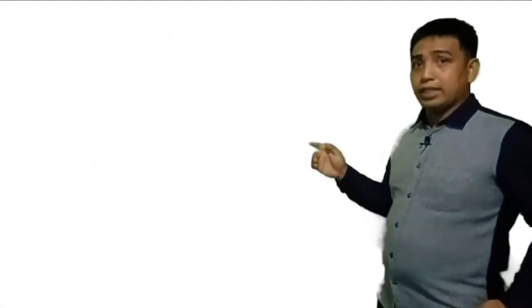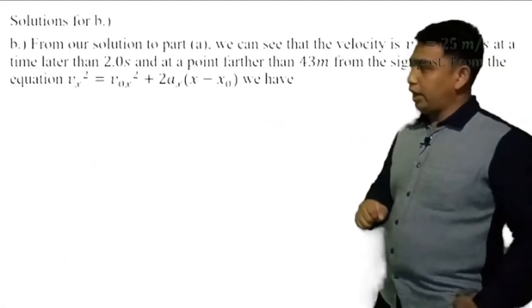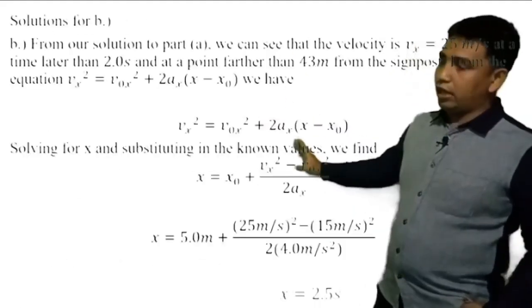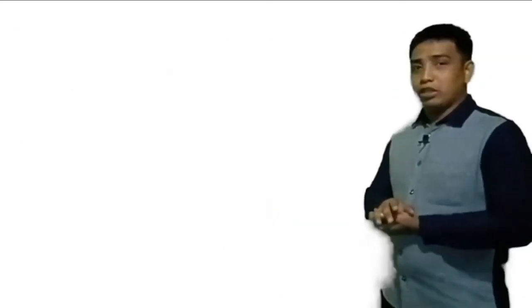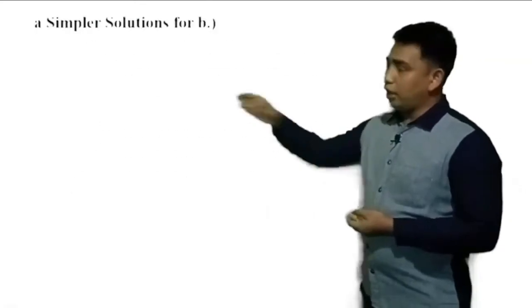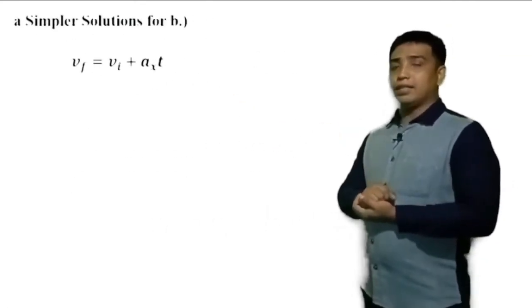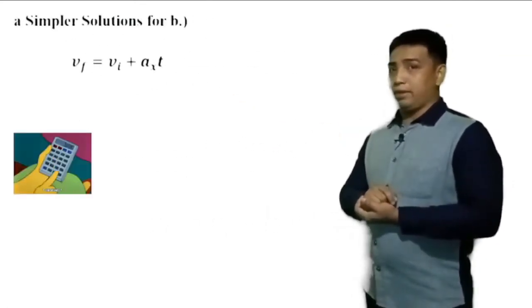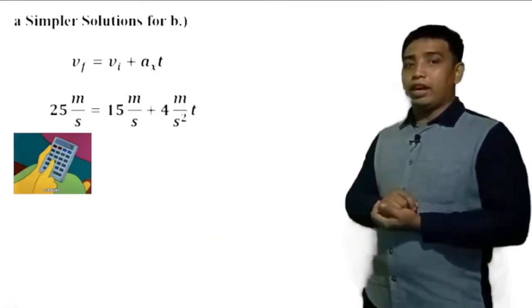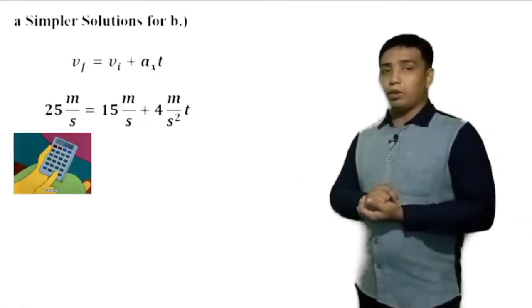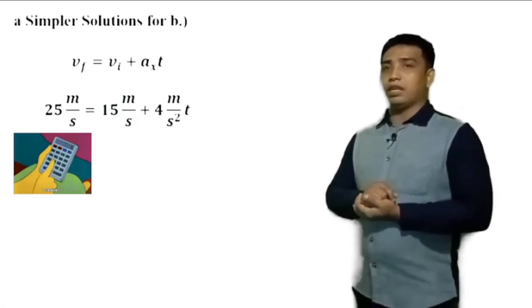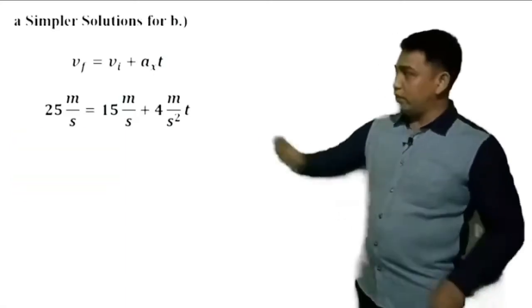See, I have two solutions. The first one is a little bit complicated, but we are not going to explore that yet. We are going to explore the simpler one. The simple solution starts with the formula v_f equals v_i plus a times t. We know that after quite some time, the velocity will become 25 meters per second. That will be our final velocity.